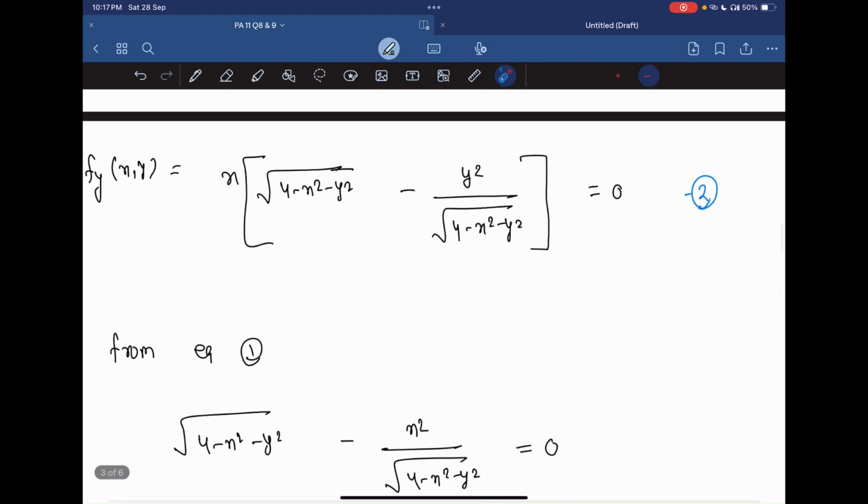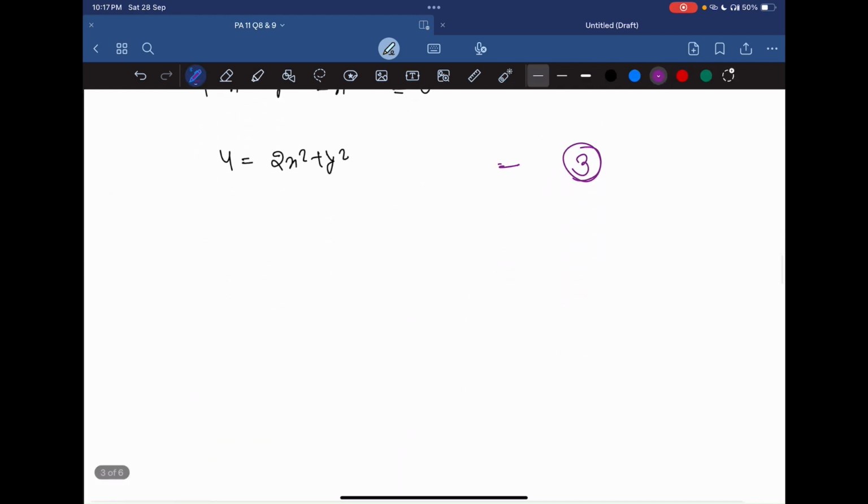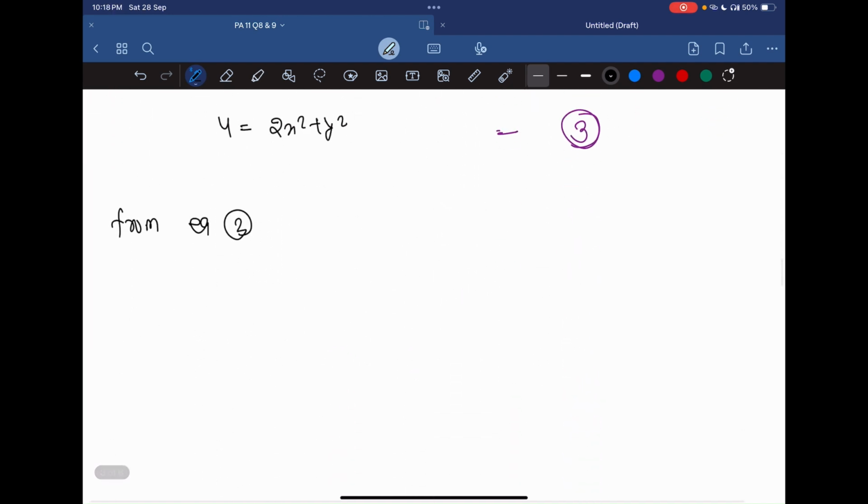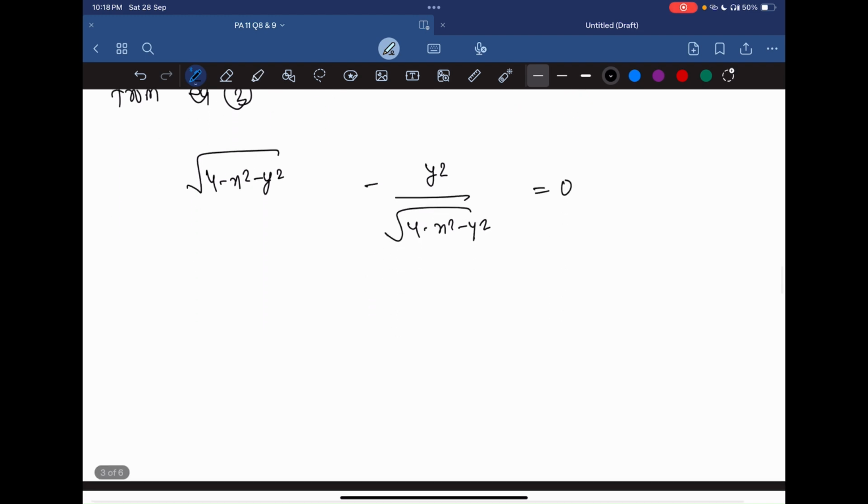And similarly, we will do this for the partial derivative with respect to y also. So from equation 2, what we get here is square root of 4 minus x square minus y square, minus y square divided by square root of 4 minus x square minus y square, equal to 0. 4 minus x square minus y square minus y square equal to 0. 4 equal to x square plus 2y square. So this is the fourth equation.